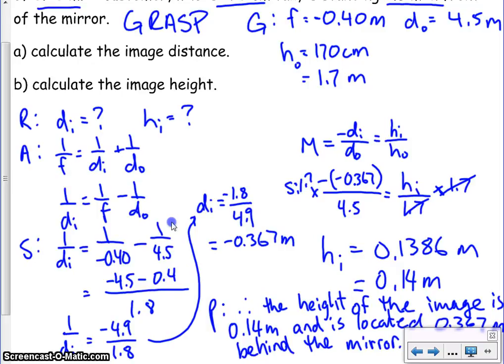Remember, before we had a negative height, and that just meant it was upside down. We now have a positive height, which means it's upright. But we have a negative distance, and the negative distance means it is behind the mirror.